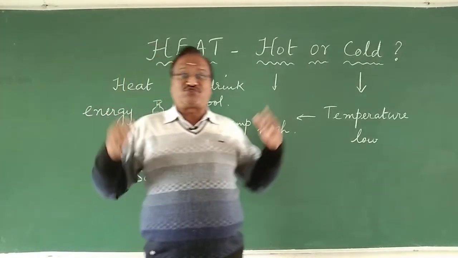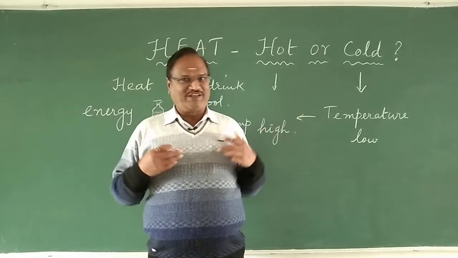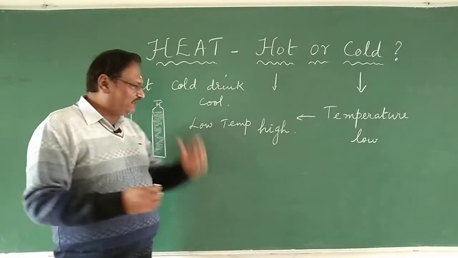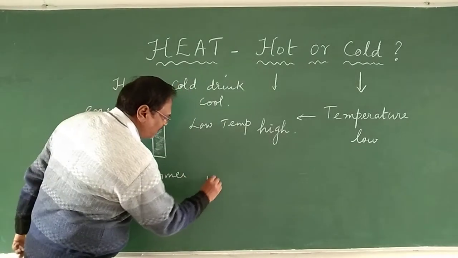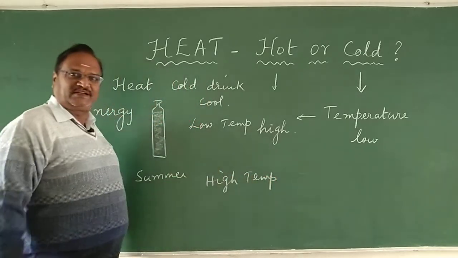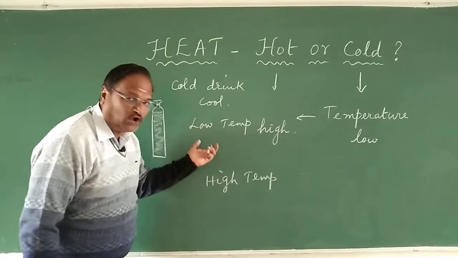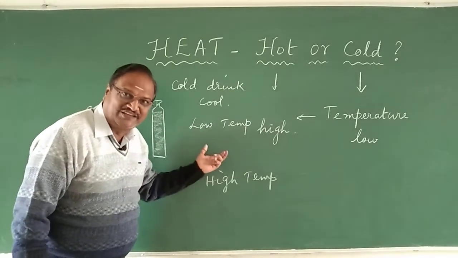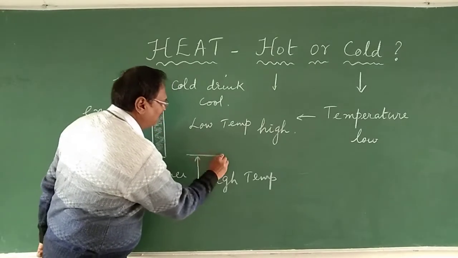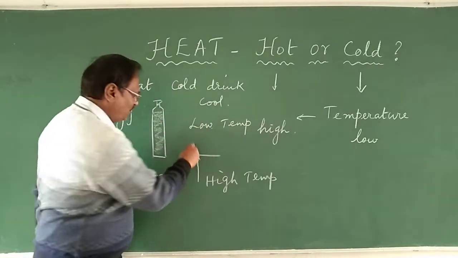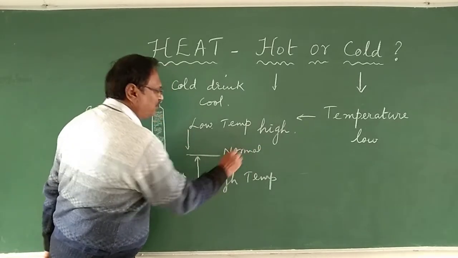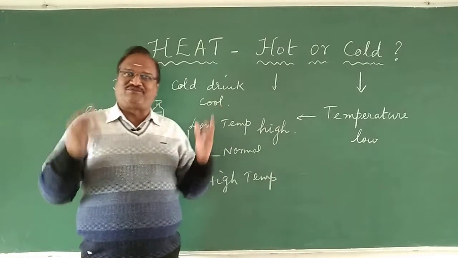My body is hot. In summer month, my body is hot. So I take a sip of this, and it goes into my body, which is at higher temperature. So what will happen? The higher temperature will absorb this cold drink, and our body temperature will come to normal. This body will lose heat and the temperature will come down, and we will reach a normal body temperature, which makes us feel comfortable.